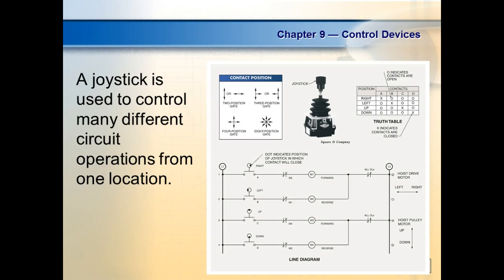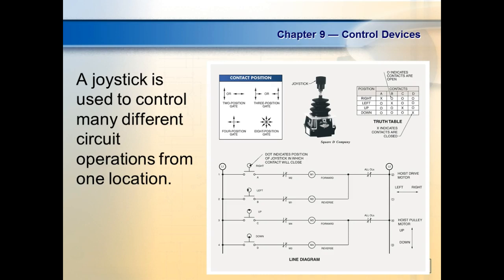Y'all see that? So if I have it to the right, it's gonna make contact A, and it's gonna open B, C, and D. If we have it left, it's gonna open A and close B, and open C and D. If we push it up, it's gonna open what? A and B. Yeah, if we push it down, they don't show us the center position. I don't know why they didn't show that, but the center position should be what? It should be all opens, right? Yeah.